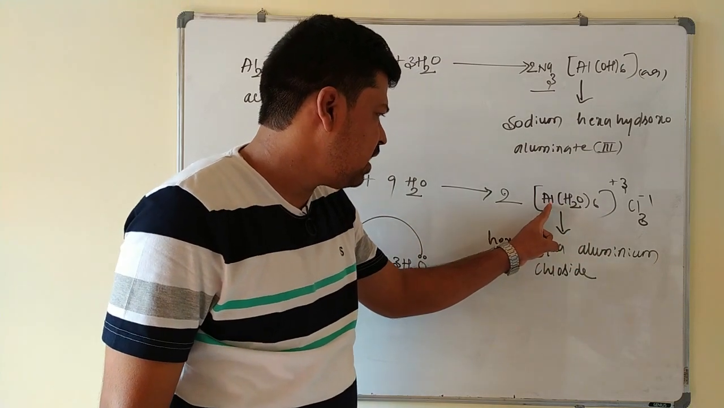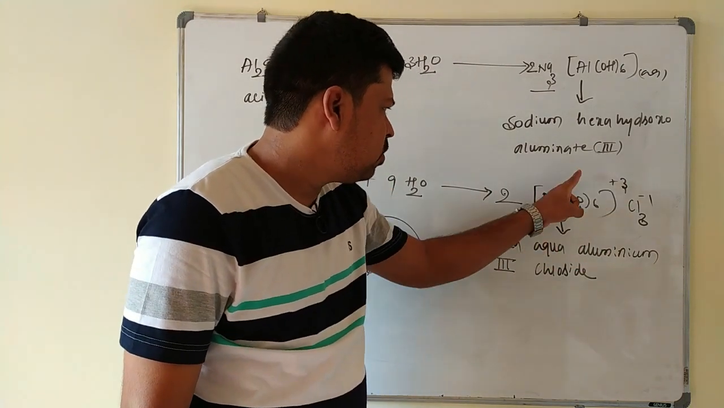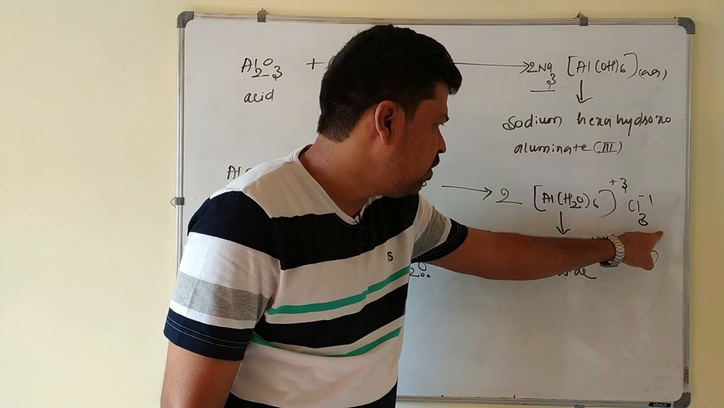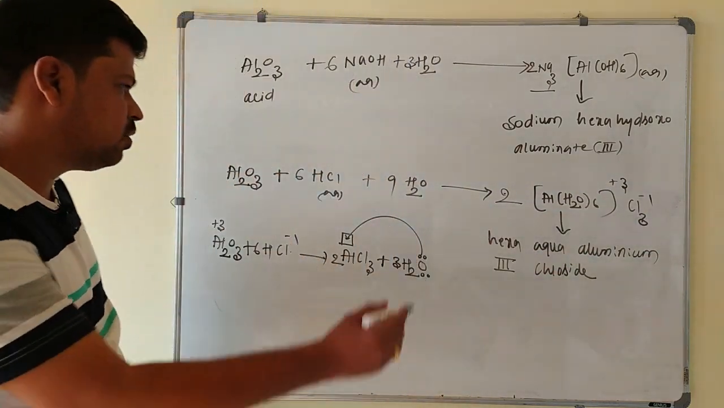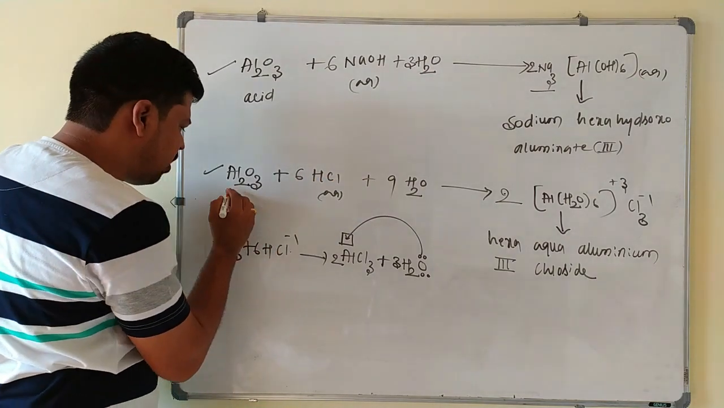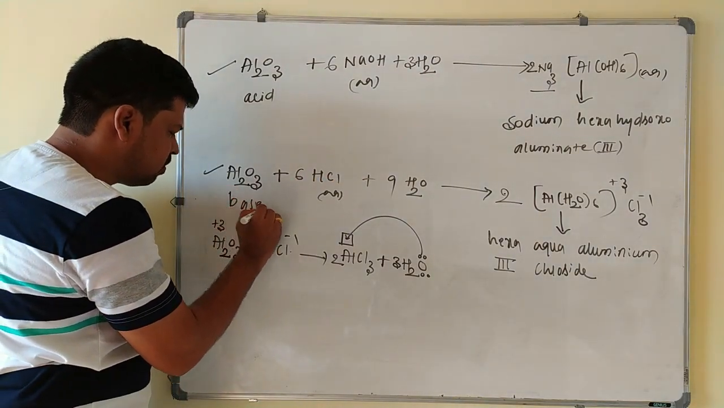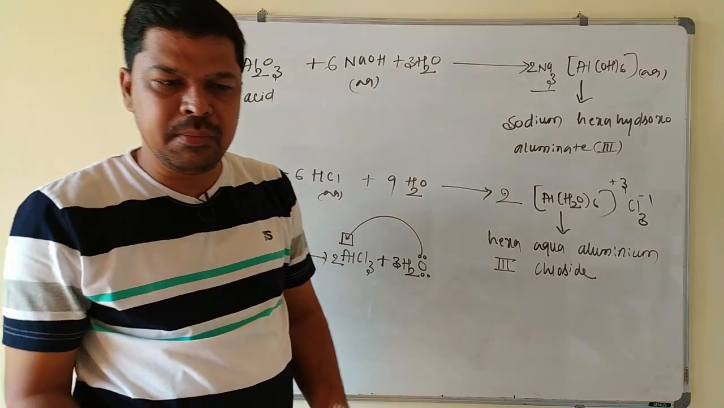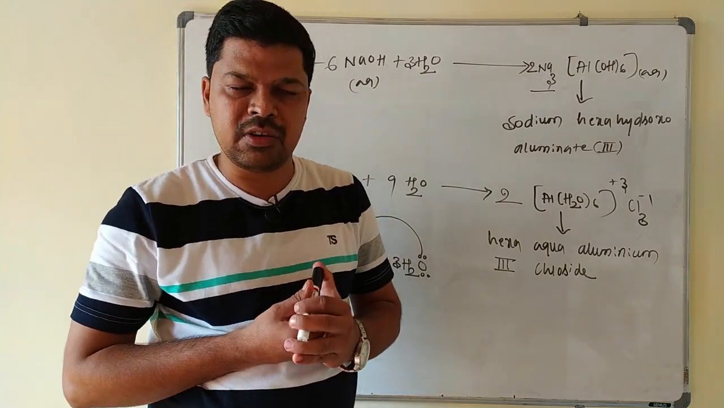The overall charge on the complex is +3 here. So to balance this +3, 3 chlorines are written outside, each chlorine is -1. So you can explain this reaction like this. Okay, it is acid means now it is acting as base. So this is about the simple oxides and the mixed oxides.